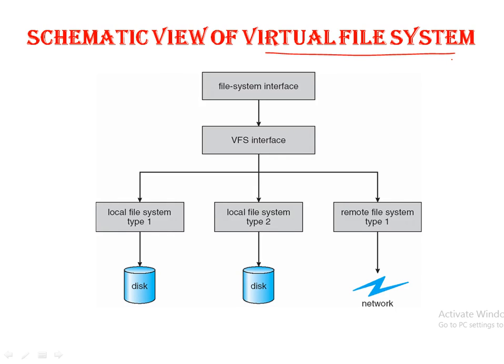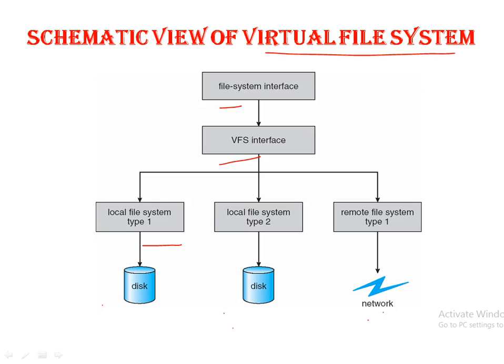What is the schematic view of virtual file system? As we know, the data structures and procedures are used to isolate the basic system call functionality from the implementation details. Thus, the file system implementation contains three major layers: your file system interface, VFS interface, and your local file systems. Under that you have the secondary storage devices, disk and network area.